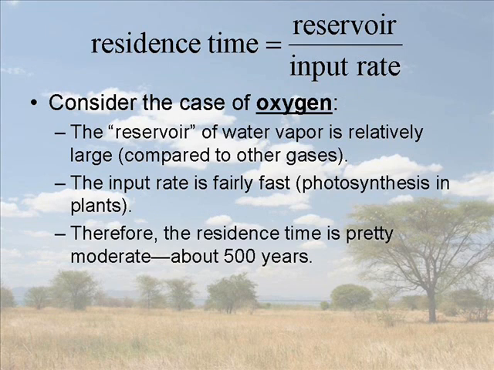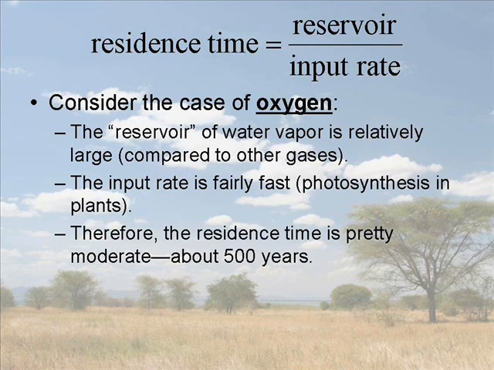Let's try a second example. How about oxygen? Now, the reservoir of oxygen is comparatively large, as we'll see in just a little bit. About 21% of the Earth's atmosphere is oxygen. On the other hand, the input rate is also fairly fast. This would mostly be photosynthesis in plants that is the source of oxygen into the atmosphere. It's fairly fast, but not as fast as, say, the evaporation of water. So you have a fairly large number divided by a fairly large input rate. And as a consequence, the residence time of oxygen is fairly moderate.